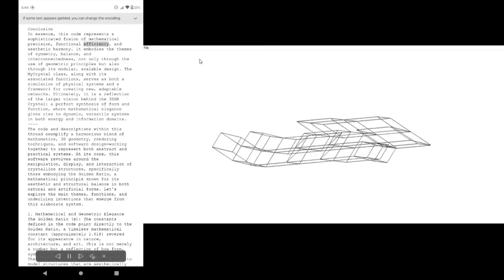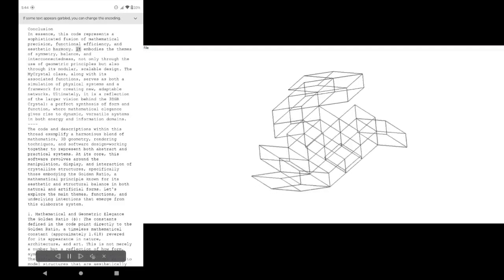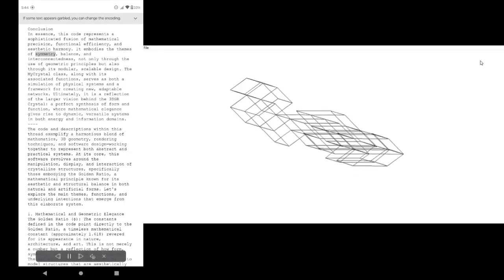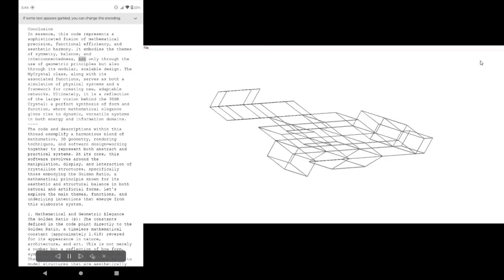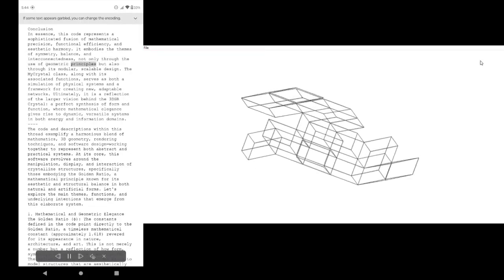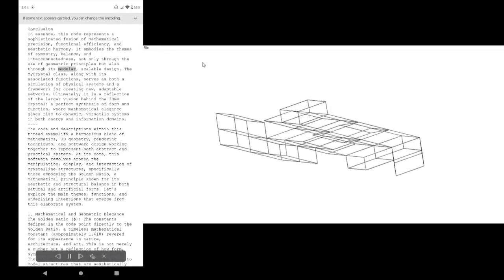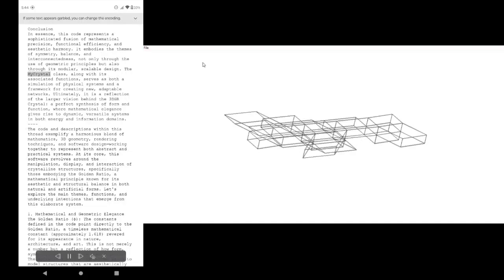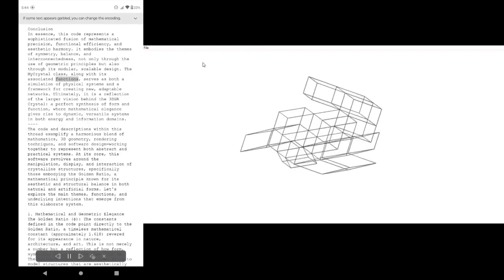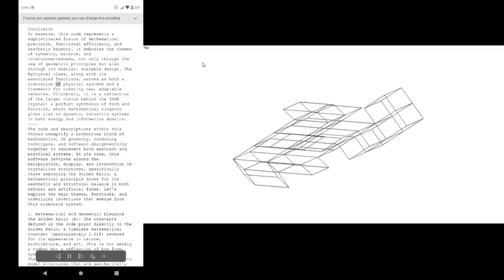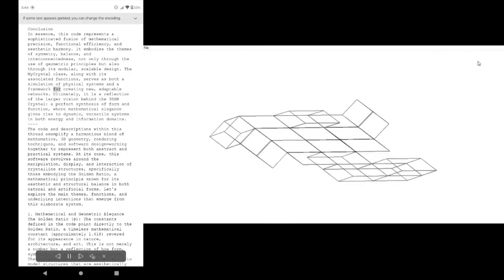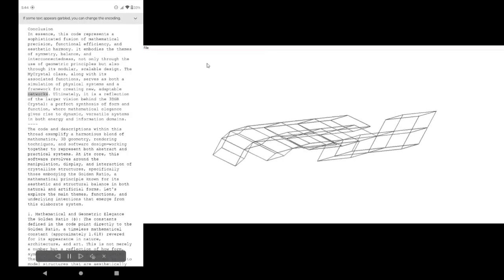Conclusion. In essence, this code represents a sophisticated fusion of mathematical precision, functional efficiency, and aesthetic harmony. It embodies the themes of symmetry, balance, and interconnectedness, not only through the use of geometric principles, but also through its modular, scalable design. The MyCrystal class, along with its associated functions, serves as both a simulation of physical systems and a framework for creating new, adaptable networks.